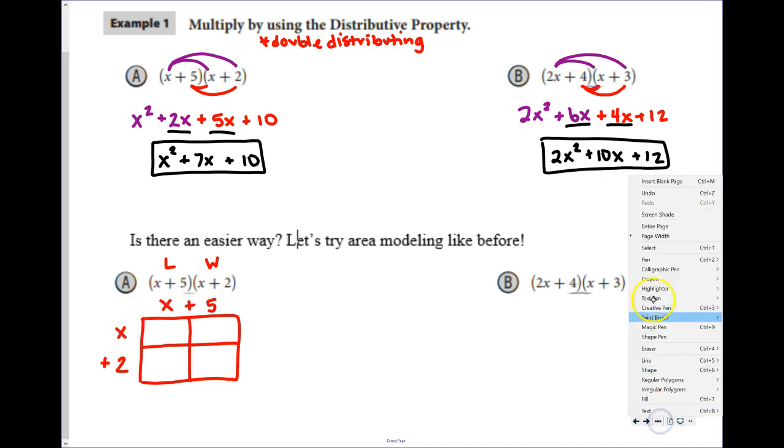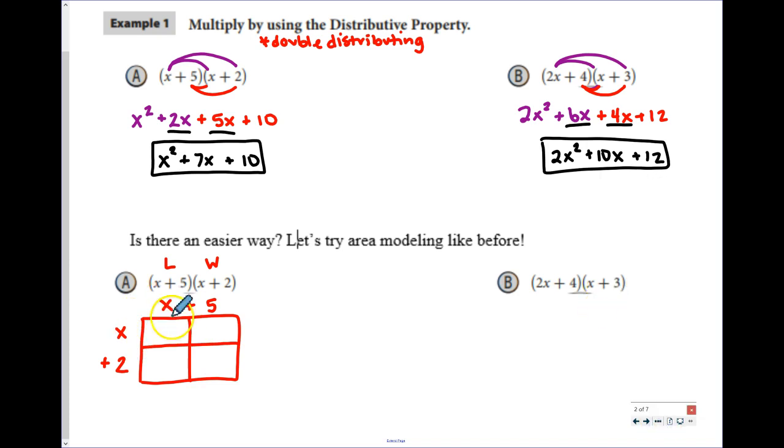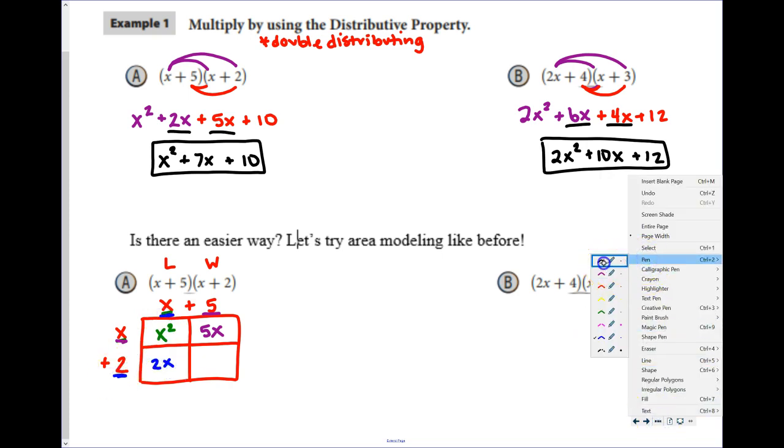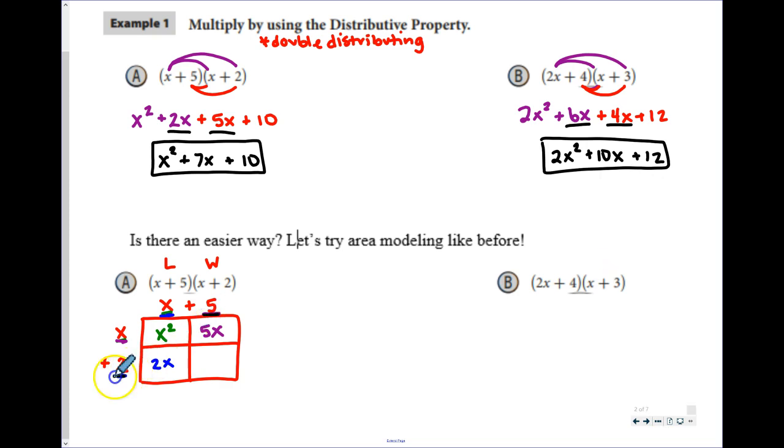So I can first find the area of this x times this x to get x squared. So that's this guy times this guy. Then I can find this 5 times this x to get 5x right here. Then I can find this little area, x times 2, to get 2x. And then finally, that last bit of area is 5 times 2 to give me 10.